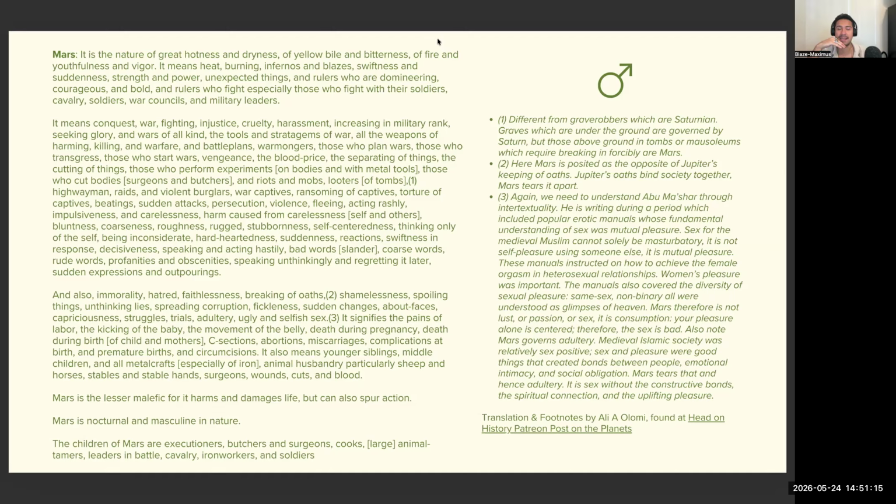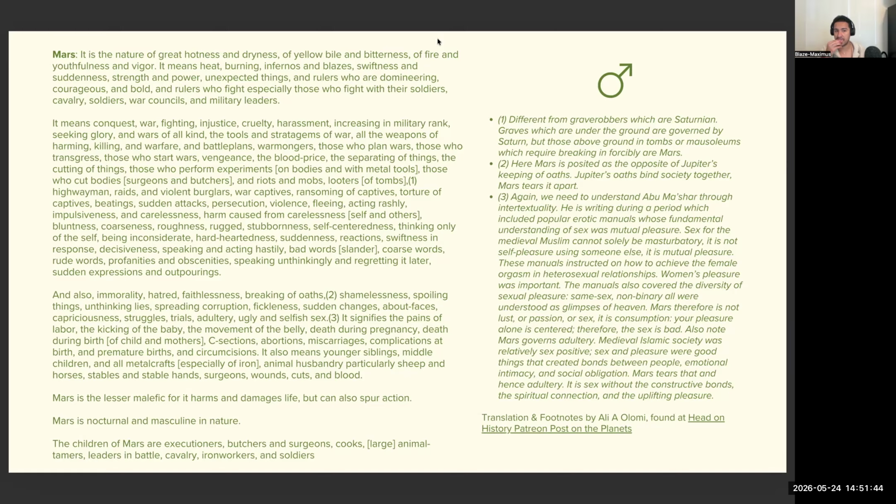Like unexpected things. But also, you notice how Mars, Jupiter, and Saturn all indicate rulers, but Mars indicates rulers who are domineering. Jupiter is righteous rulers, and Saturn is old rulers here. Mars also represents those who are courageous and bold, and rulers who fight, especially those who fight with their soldiers. So this is literally like rulers who double as a general as well, or like a war leader. And so they literally are on the front lines with their soldiers. They're actually fighting there as well.